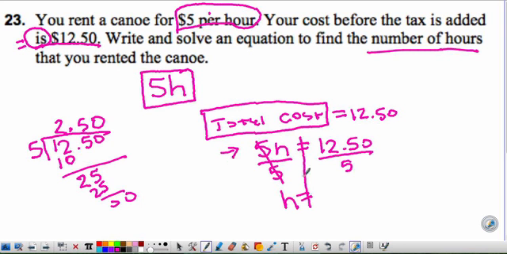0. So how many hours did we rent this canoe? 2.5 hours. 2 hours and 30 minutes, however you want to say it. If that wasn't a test and we just put H equals 2.5, we would get it wrong? No, because H does equal 2.5. You could put 2.5 hours or you could put 2 hours and 30 minutes. I would take either one of those because they're the same thing.